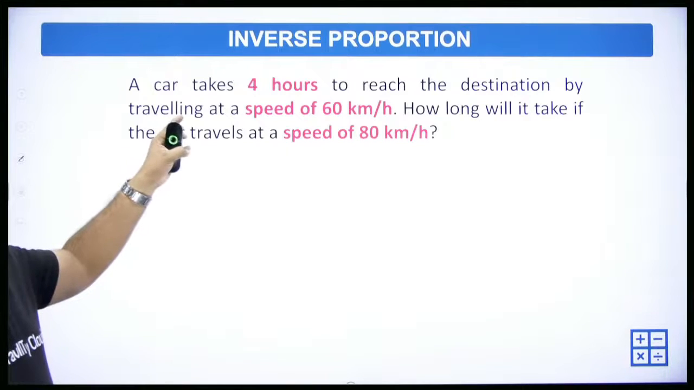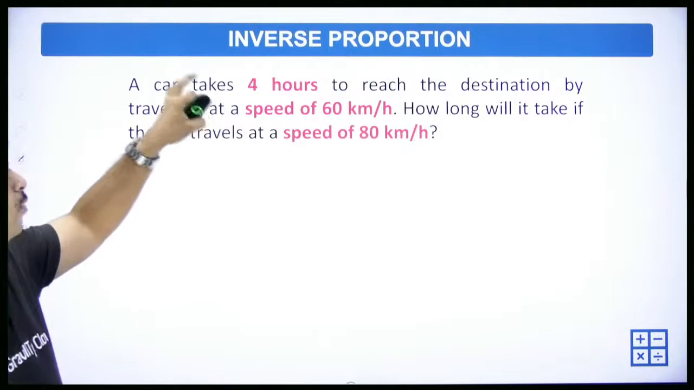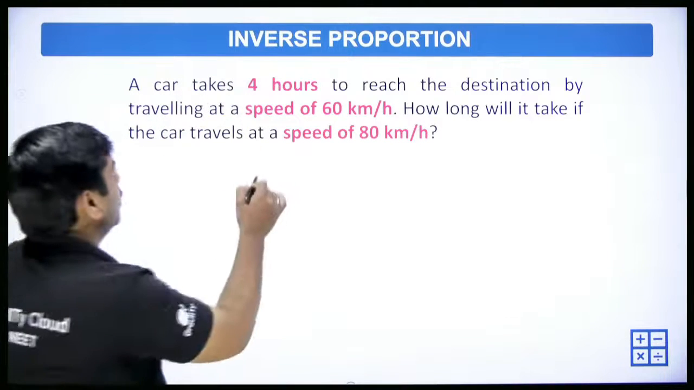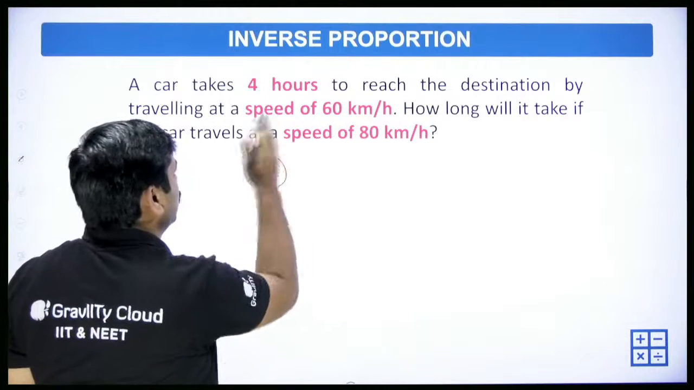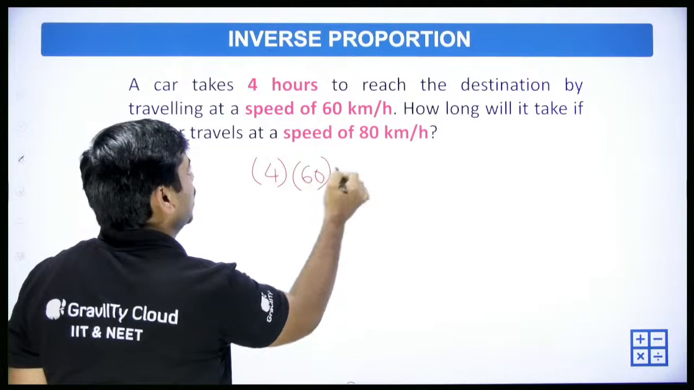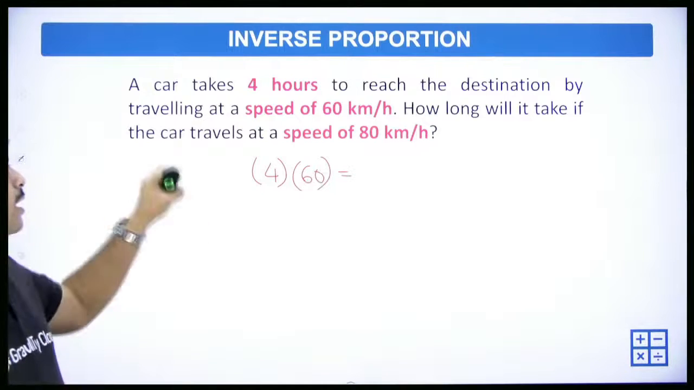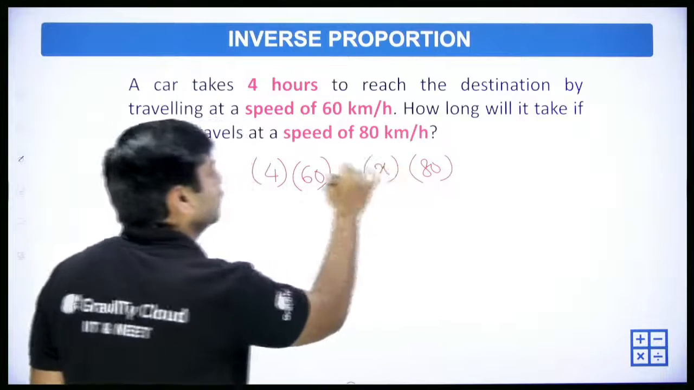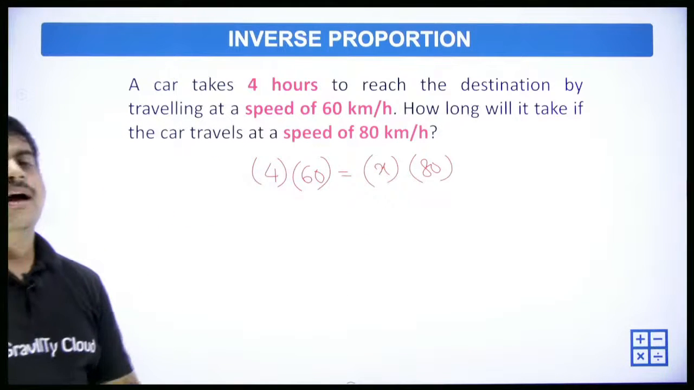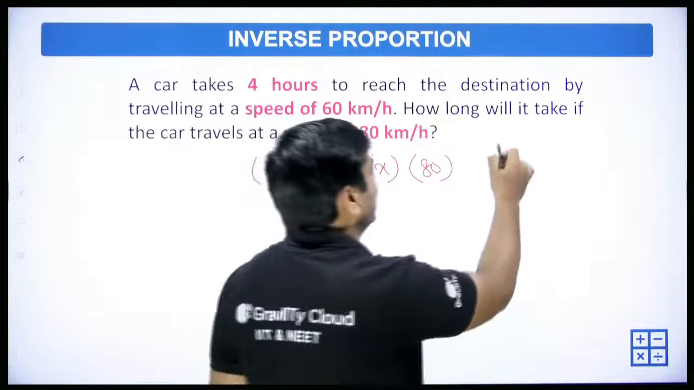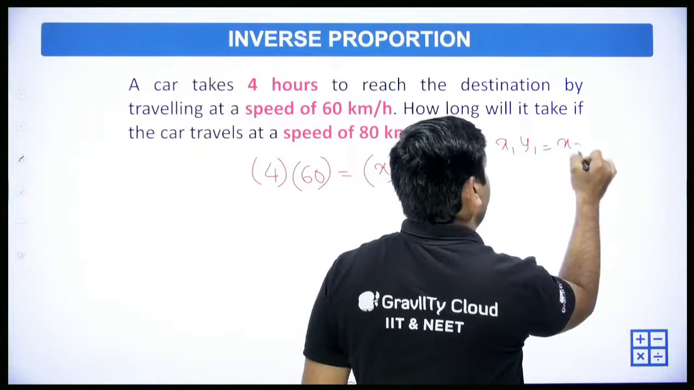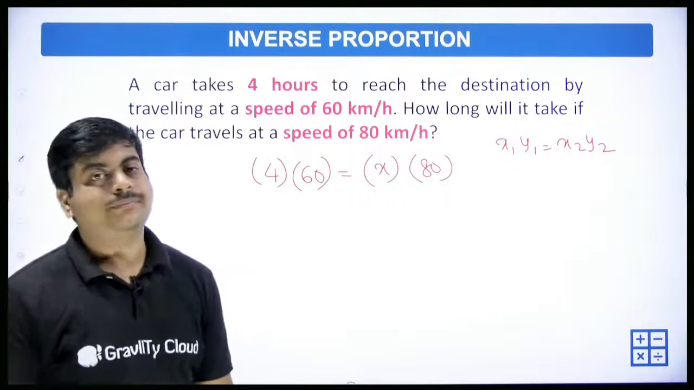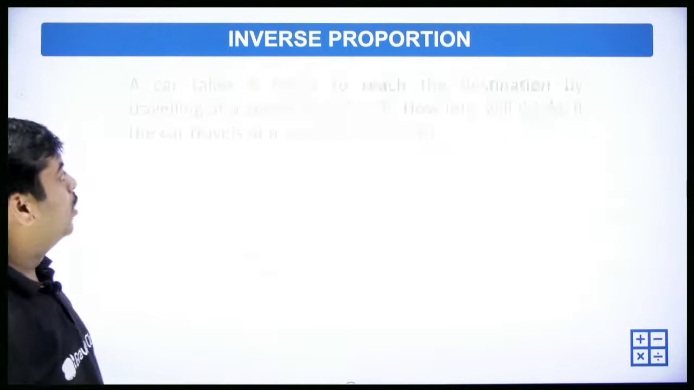So you can please try to find this one. A car takes 4 hours to reach a destination by traveling at a speed of 60 kilometers per hour. How long will it take if the car travels at the speed of 80 kilometers per hour? From this information we need to find the value of x. Inverse proportion is very simple. x1 y1 should be equal to x2 y2. If you have the third case, x3 y3. If you have the fourth case, x4 y4, in that way. Okay, so that's all with inverse.